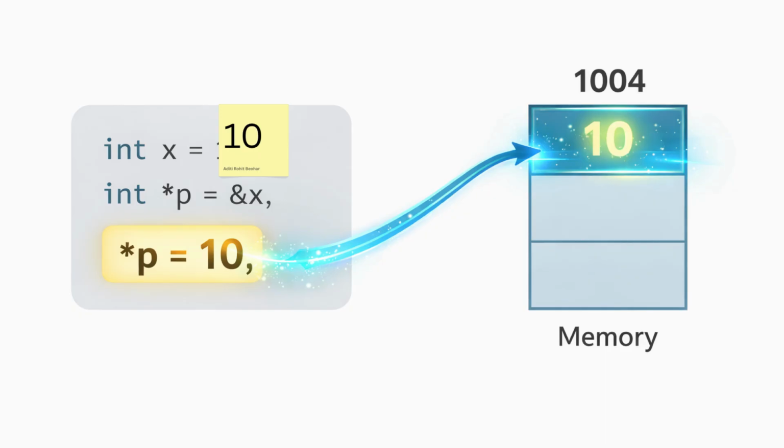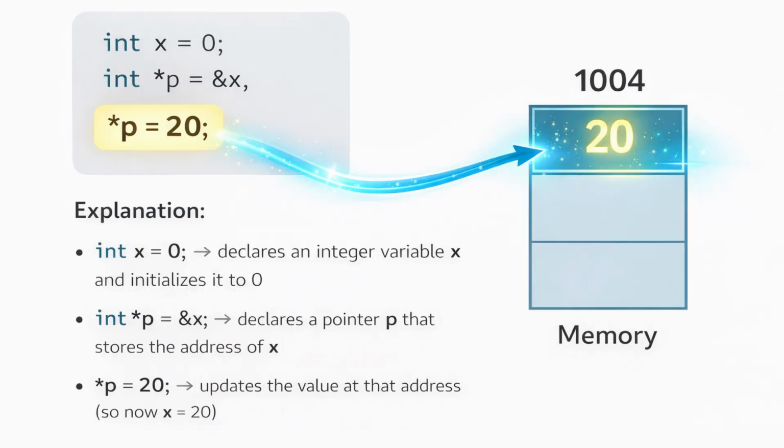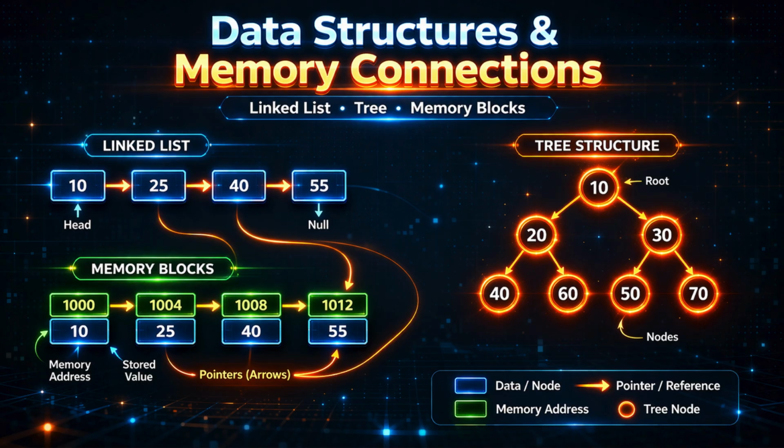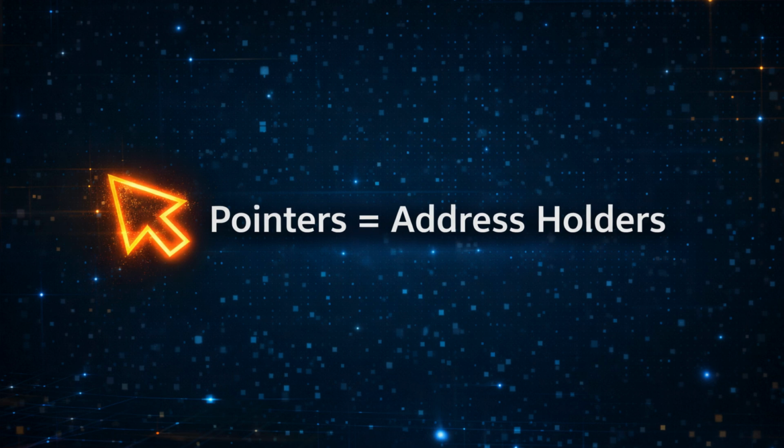Now you might be wondering, why do we even need pointers? Pointers are powerful because they allow efficient use of memory, passing large data without copying, dynamic memory allocation, and building advanced data structures like linked lists and trees. In simple words, pointers give you direct control over memory, and that's why they are so important in C programming.